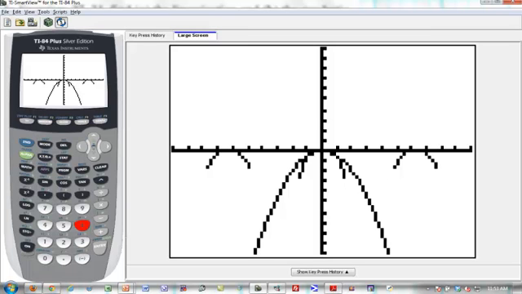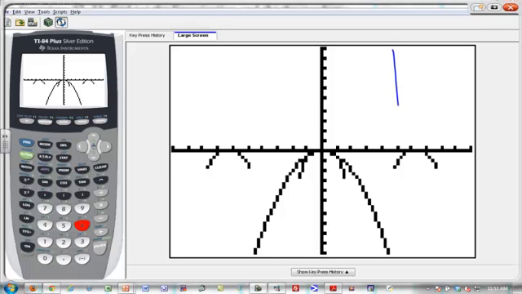Because, what do we know about natural log? What's the graph of natural log look like? Natural log is only defined when x is positive.